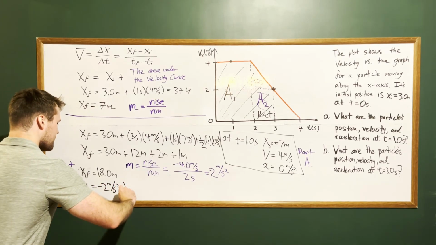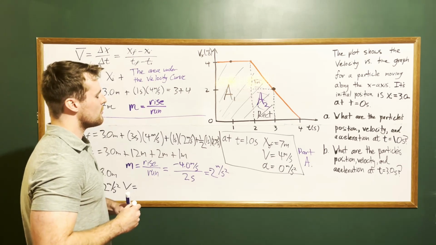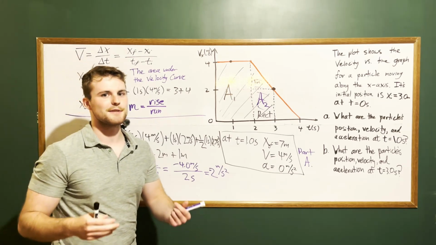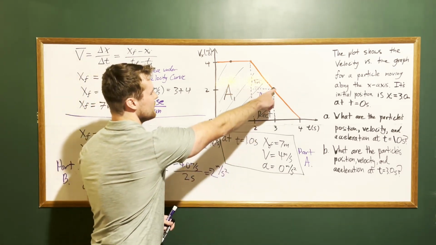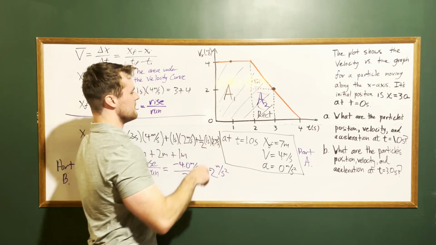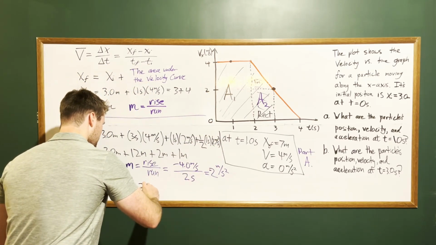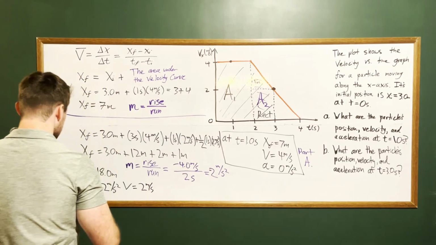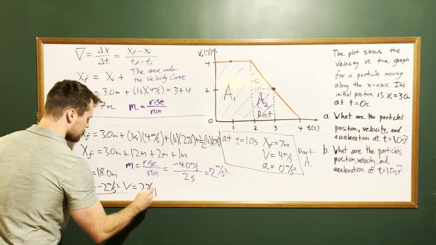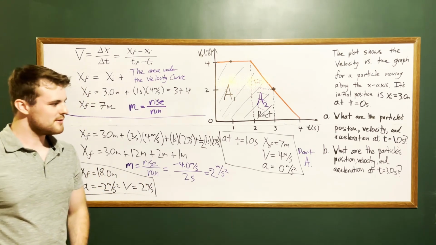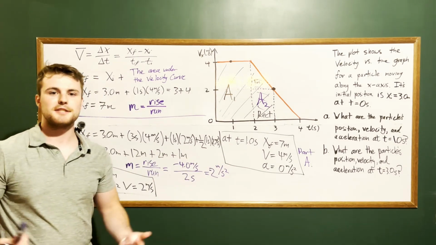And finally, what is our velocity at t equals 3 seconds? Well, our velocity, we can just read that straight off the graph. Our velocity is 2 meters per second. So our velocity and our acceleration are the same number here, but they have different units. So that's the answer to that problem, part A, part B, and I think that just about does it.